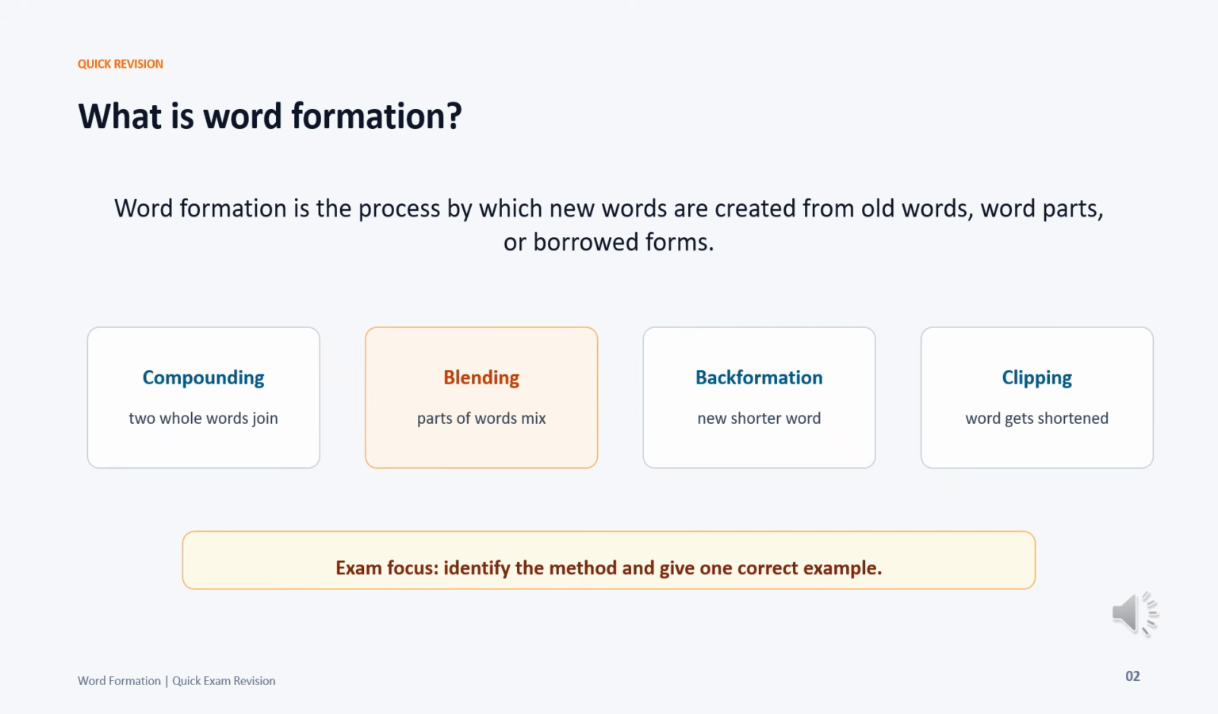Now, the four main processes in this revision are very simple and easy to remember. Compounding, which means where you join two full complete words. Second is blending, where it mixes parts of words. Third is back formation, which creates a shorter word by removing a suffix. And clipping, which shortens a longer word. We'll go into details of each one of them.